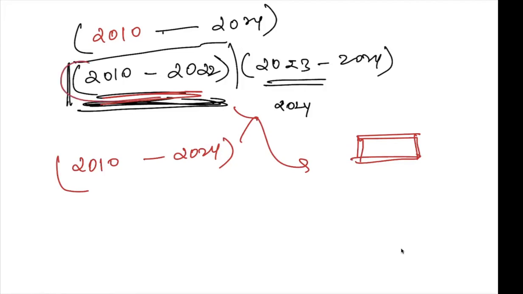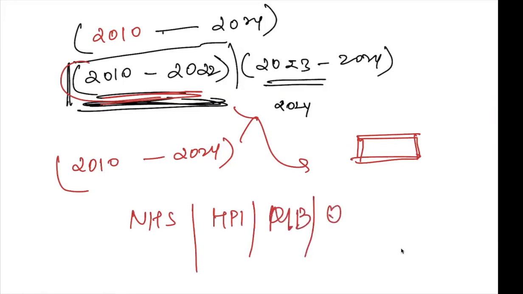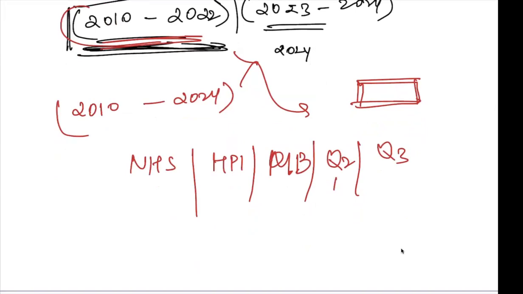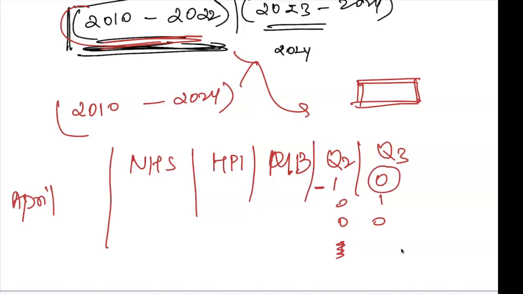Of course, you have new home sale data, previous data, housing price data, mortgage balance data, and you have quarter two, quarter three. Quarter two, quarter three are nothing but dummy variables, 1, 0, 0, 1, 0, 0, something like this. If it's the month of April, then quarter two will be 1 and quarter three will be 0. Do you understand?